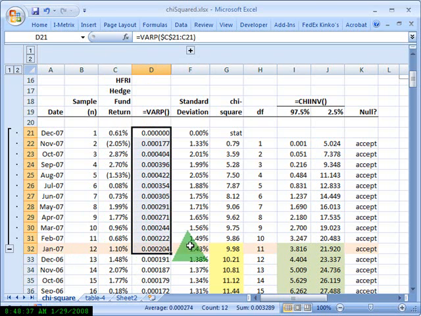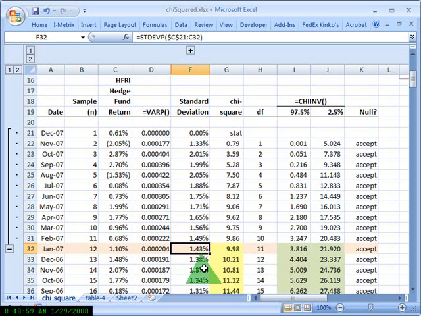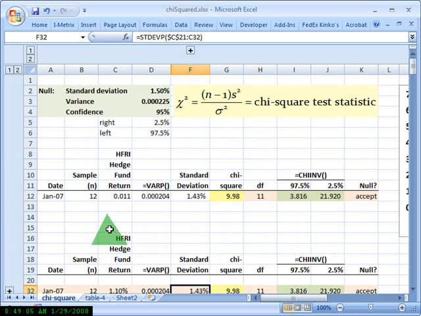Then in this column, I've calculated the variance. So this cell here is the variance of the hedge fund index returns over the last 12-month period, because it goes back to January 2007. That's the variance. And then taking the square root of that, I get the standard deviation of that 12-month series. So now I'm going to collapse that and go up here, and let's apply the chi-squared test.